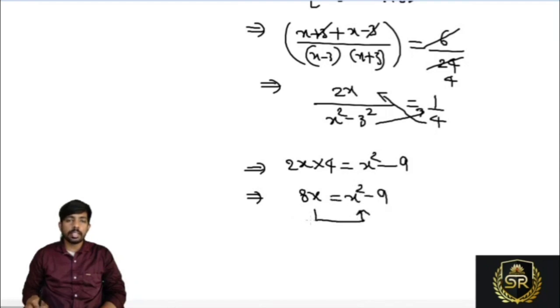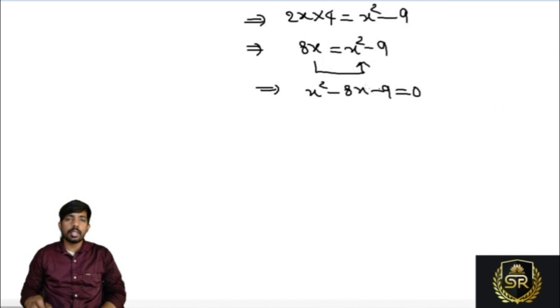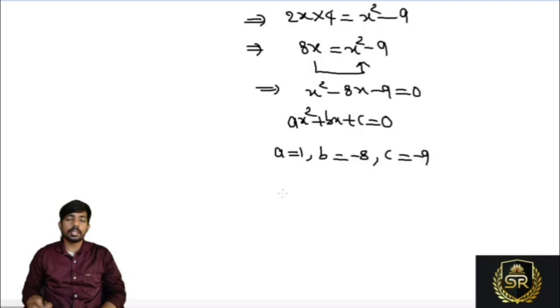Bring 8x to the right-hand side: x square minus 8x minus 9 equals 0. This is in the form ax square plus bx plus c equals 0, where a is 1, b is minus 8, and c is minus 9. You can also solve this by the factorization method, but since we already solved one by factorization, we will use the quadratic formula to get an idea. That is the reason I am solving it this way.